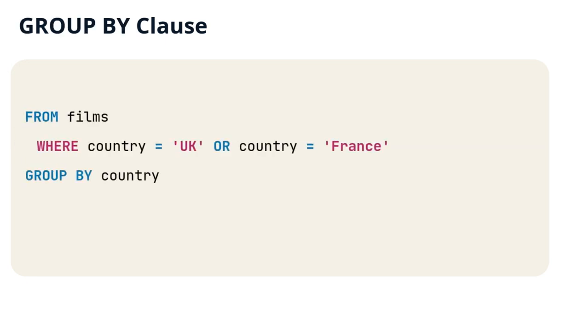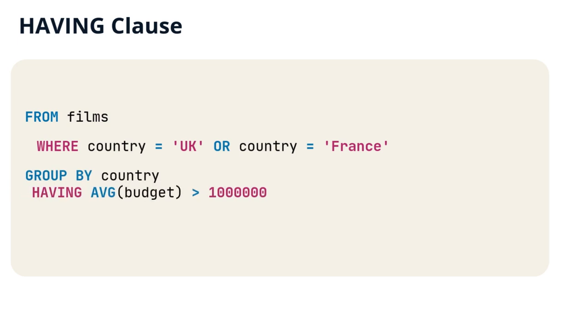After filtering, we move to the GROUP BY clause. This groups the rows based on the country column. Each unique value in the country column becomes a group, and we can now perform aggregate calculations like finding the average budget for each group.